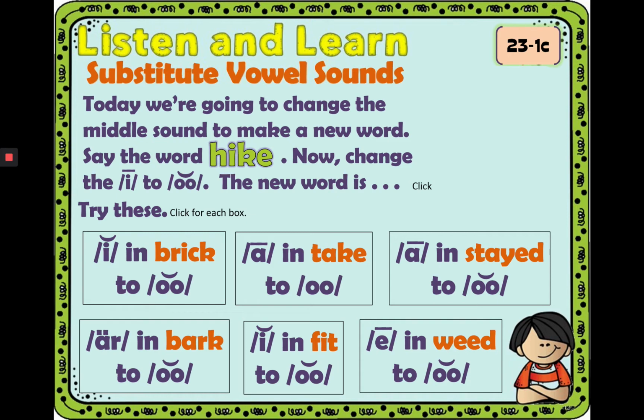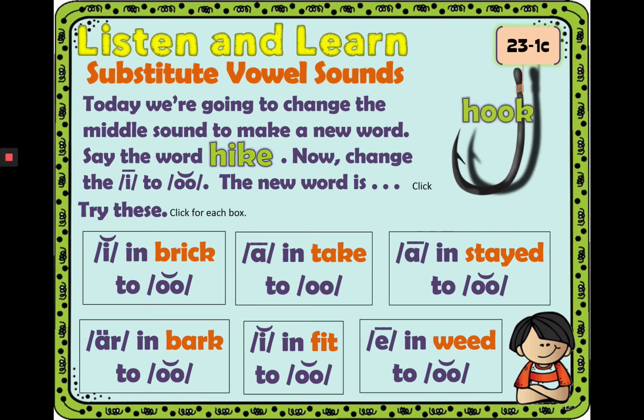First, let's say the word hike. Ready? Hike. Now change the I sound to an oo sound. Those double O's. Double O can either say oo or oo. When it has that short U looking thing above it, that means it's the short sound. So change the I in hike to oo. Our new word is hook. Very good, like a fishing hook. Or your hooks maybe out in the hallway at school.